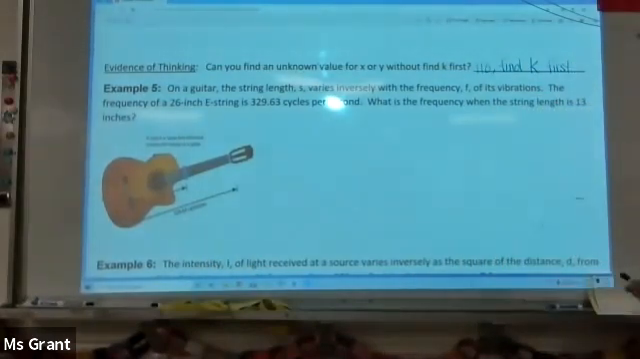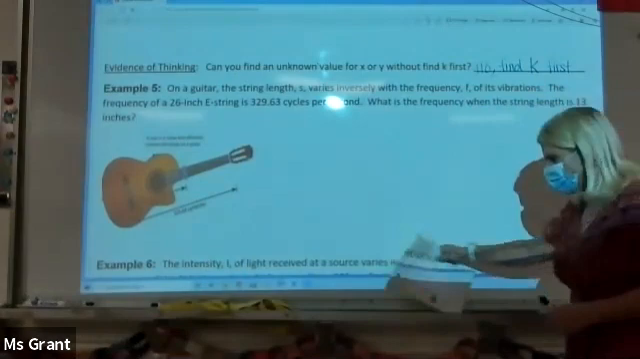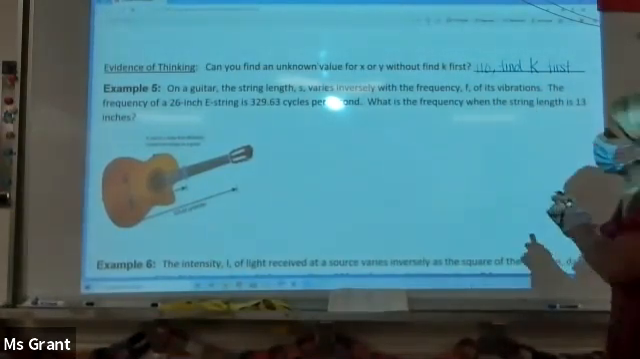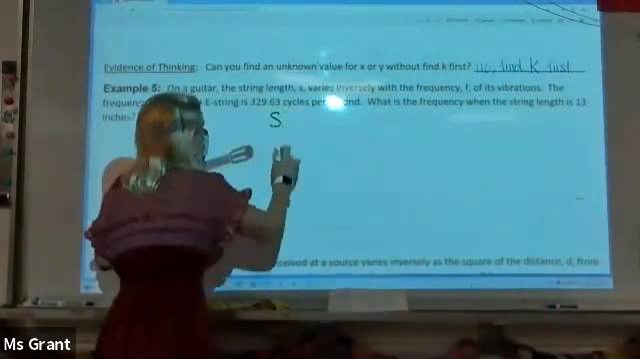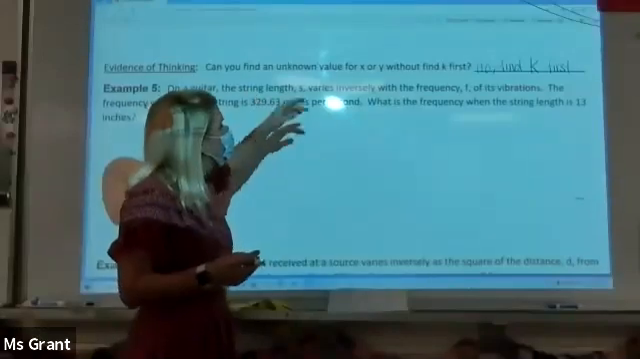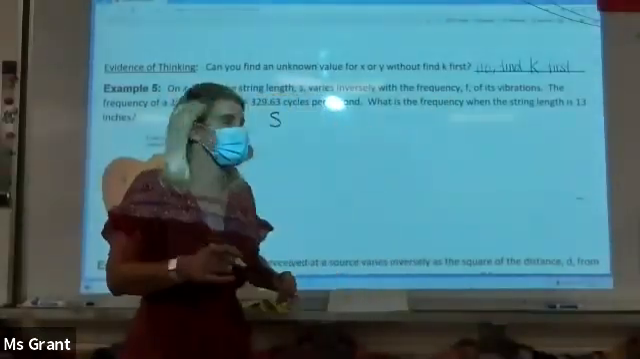The next problem involves a real life scenario. On a guitar, the string length S, I'm going to ask you, how do you know where the S goes? And how do you know where the F goes? So let's read the sentence.